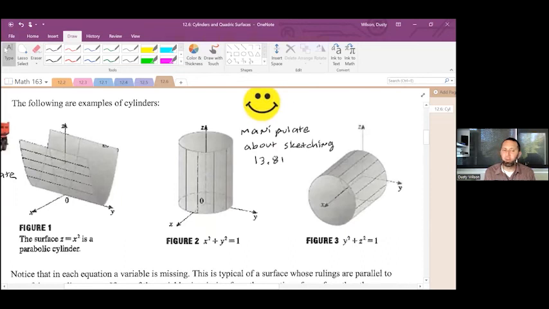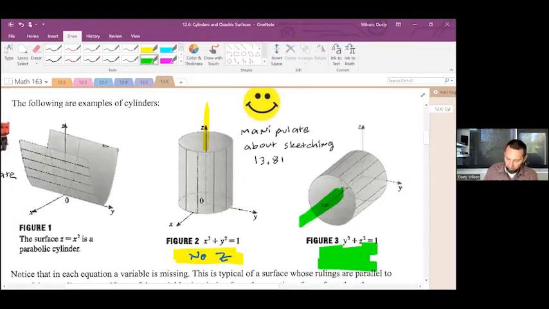Notice the difference between figure 2 and figure 3. In figure 2, the cylinder is centered on the z-axis. So notice it's centered on the z-axis here, and notice down below, there is no z. In figure 3, notice that we're centered on the x-axis, and down below, there's no x.